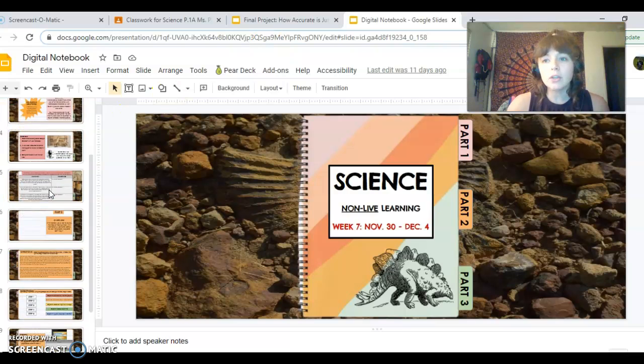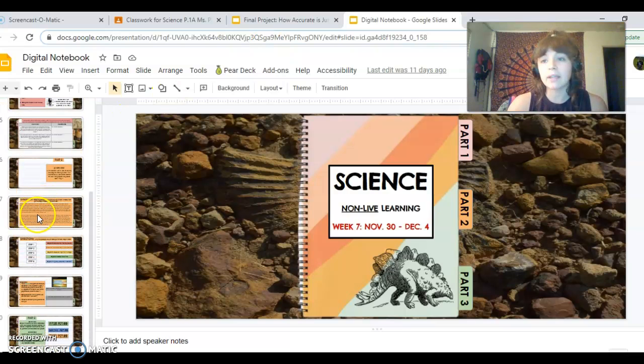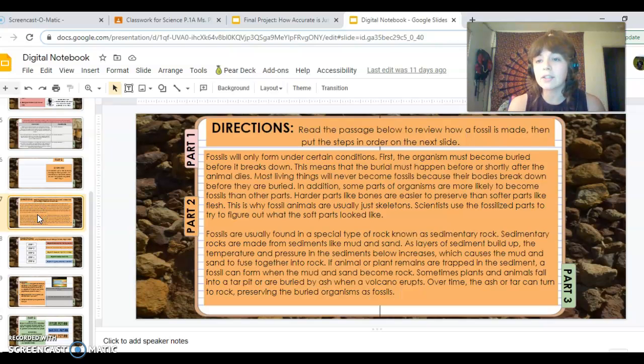So let's go into our notebook. What I would recommend checking out is slide number 7, because on slide number 7, you read a passage about how fossils are made. I want you to read this passage again and think critically about how this plays out in the real world, how we know that nature isn't clean and pristine and perfect. Let me show you an example. It says, fossils only form under certain conditions. First, the organism must become buried before it breaks down. This means that the burial must happen before or shortly after the animal dies.